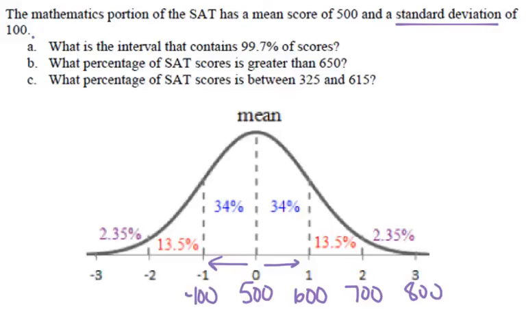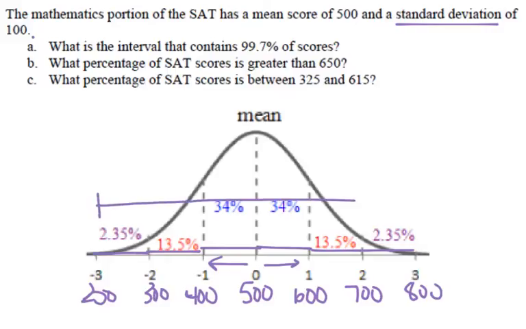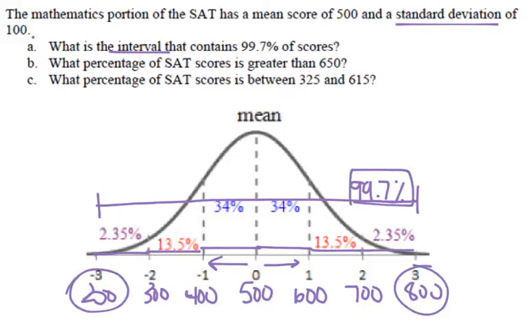2 to the left is 300, and 3 to the left would be 200. Okay? So now, each of these sections gives us a percent. 3 standard deviations on both sides covers 99.7% of the scores. So the interval question is asking, what is this number to this number, because that's the 99.7%. So it would be 200 to 800 would be our interval.